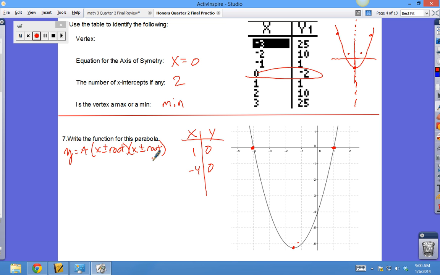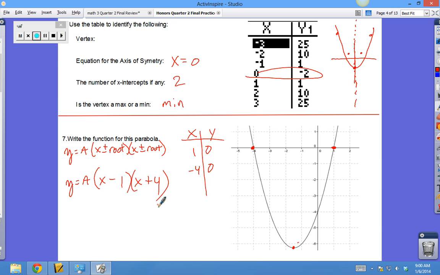Okay, I'm going to start plugging stuff in. y equals, I don't know a, but I do know the roots. Now the roots are a little tricky. This is actually going to be a -1, and this is actually going to be a +4.